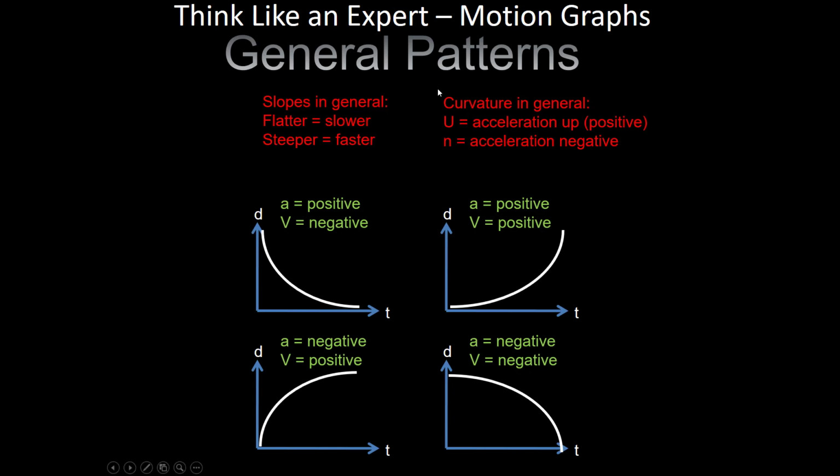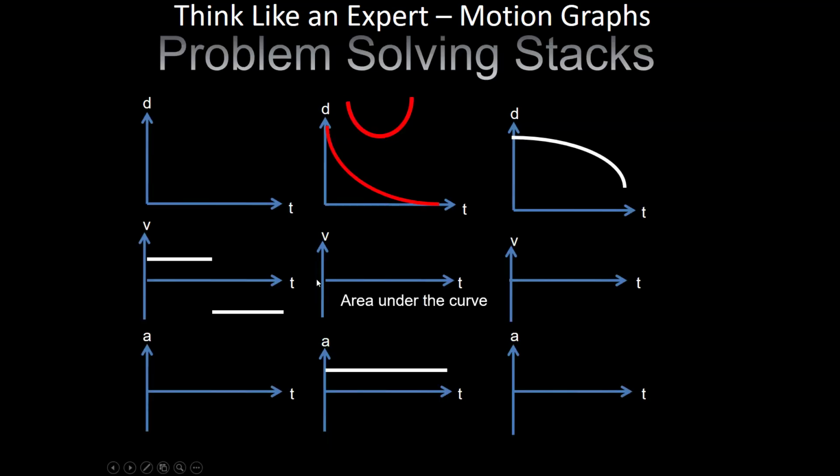One thing that sometimes helps people is to think of the U-shaped curves as acceleration being positive and n goes with negative. So n-shaped curves go with negative accelerations. I don't know if that mnemonic helps or not. If it does, awesome. All right, let's start to problem solve some stuff.